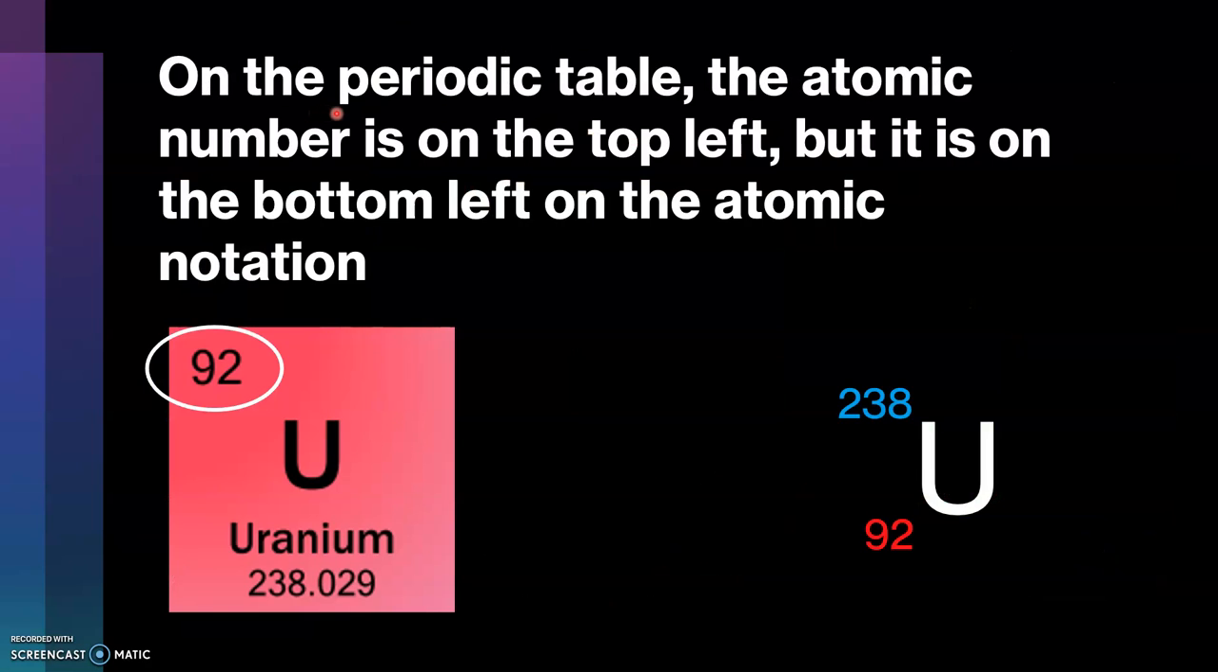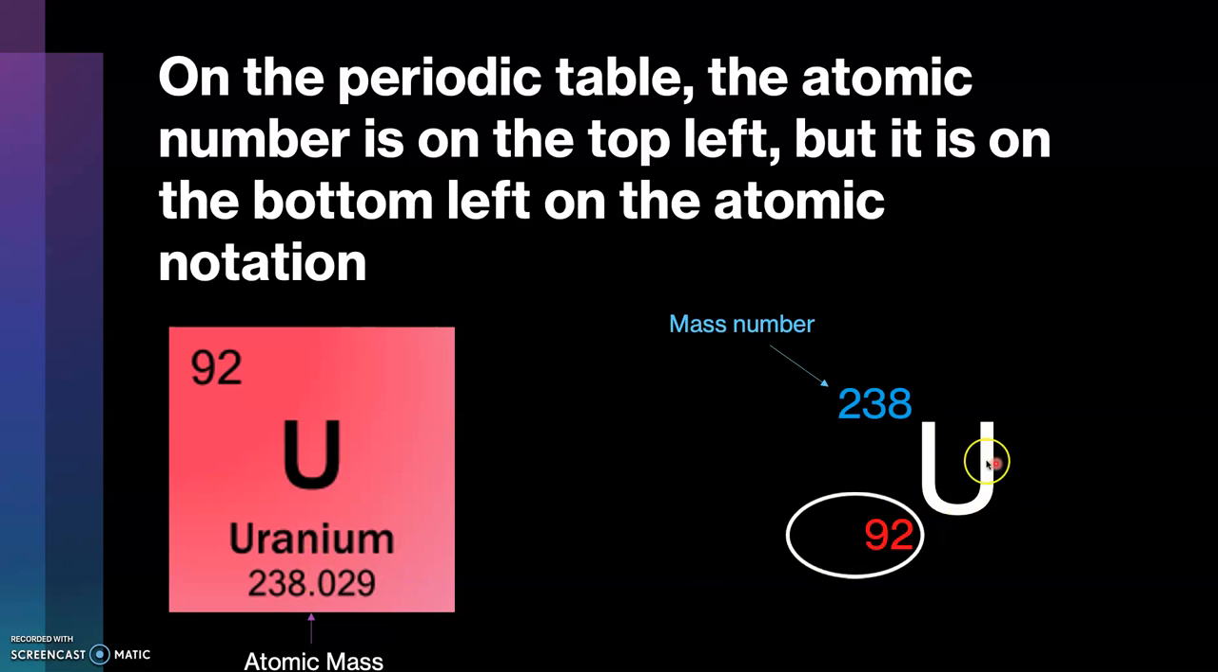So you see, like I said, on the periodic table the atomic number is on the top left, but it is on the bottom left in the atomic notation. So make sure you know where to find the atomic number depending on what is given to you. If it's given to you in atomic notation, it is at the bottom left. On the periodic table, the number under the name of the element is its atomic mass. On the atomic notation, the mass number is on the top left, like I said in the previous slide.